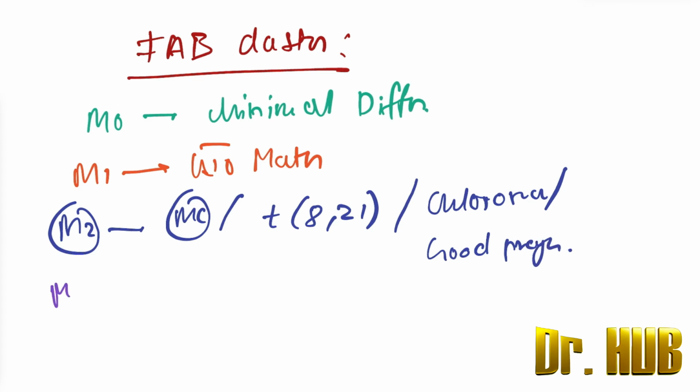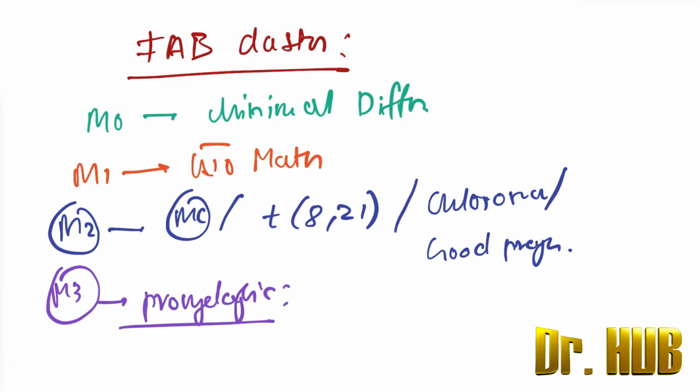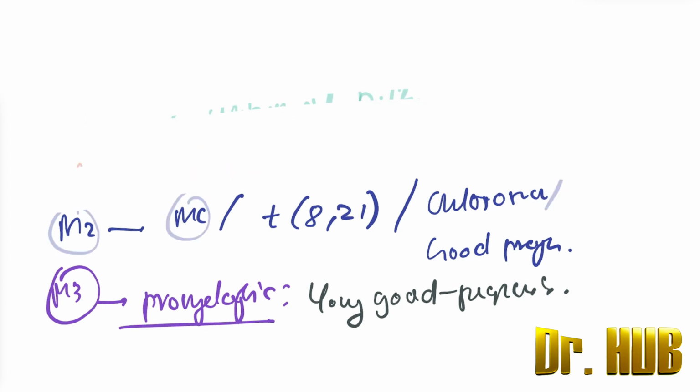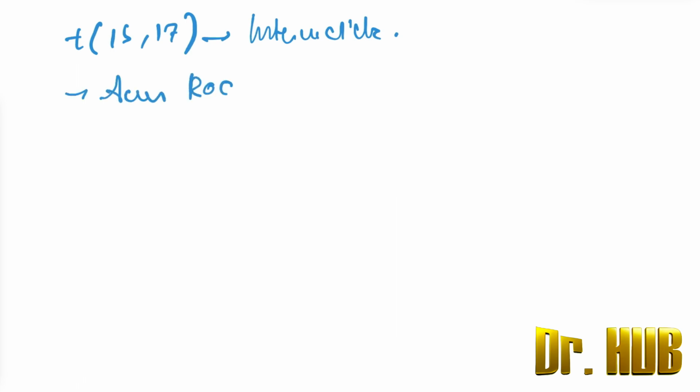Now let's look at M3. M3 means it is promyelocytic, and in young it is a good prognosis. It has t(15;17), and it is intermediate. Then it also has the presence of Auer rods and also DIC.